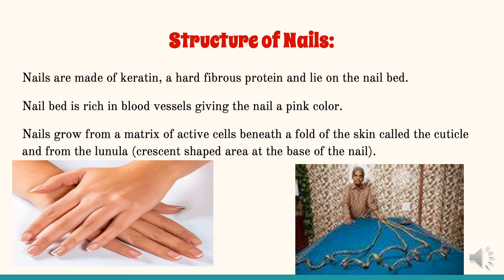And did you know that keratin is a hard protein that is found in our nails? That's what our nails are made out of, and it lies on the nail bed. And like I was telling you about the blood vessels that give our fingernails that nice pink rich color, that's normal. That's what you want to see. And nails grow from a matrix of active cells beneath the fold of the skin called the cuticles and from the lunula.